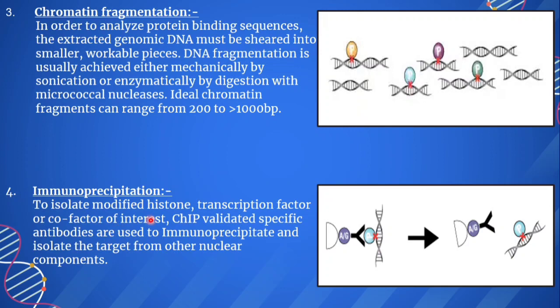The next step is immunoprecipitation. To isolate the modified histone, transcription factor or cofactor of interest, ChIP-validated specific antibodies are used. In this picture we can see the specific antibodies are used for those proteins to immunoprecipitate and isolate the target from other nuclear components.